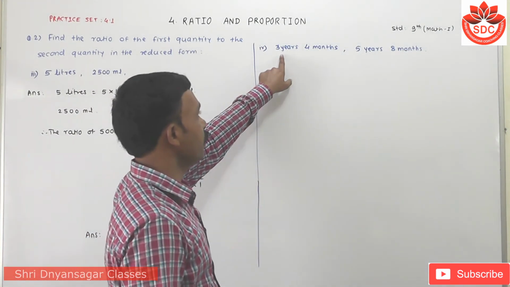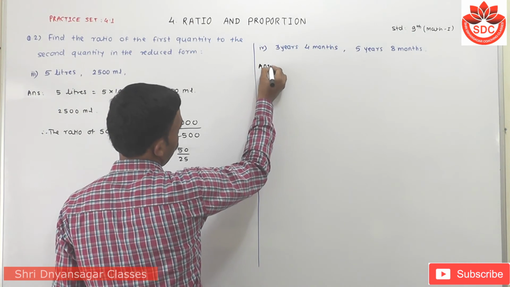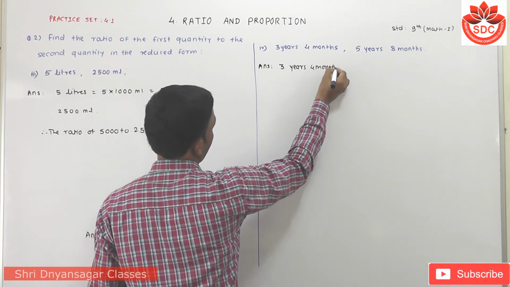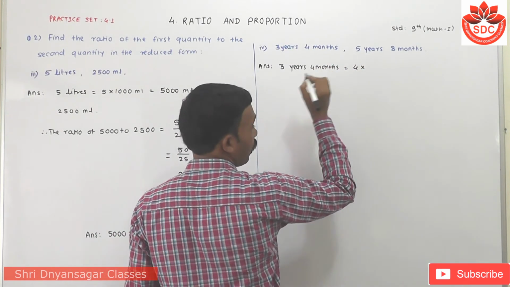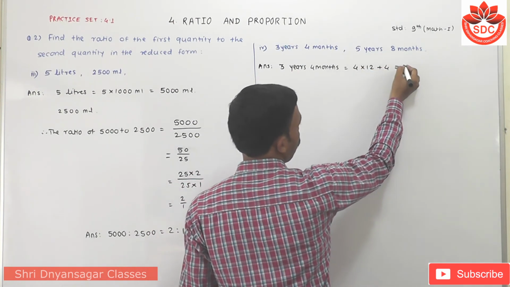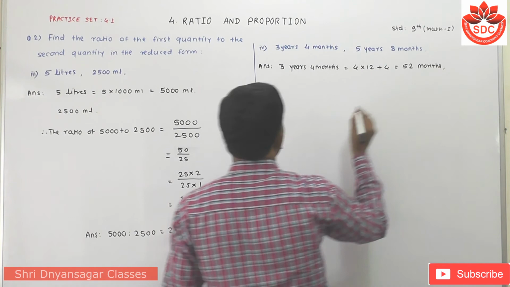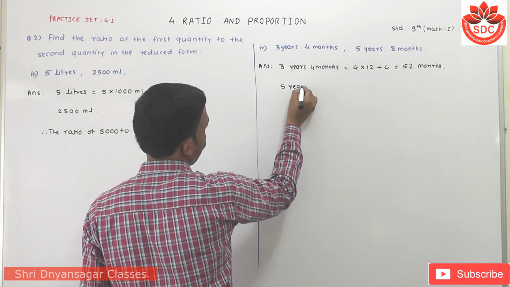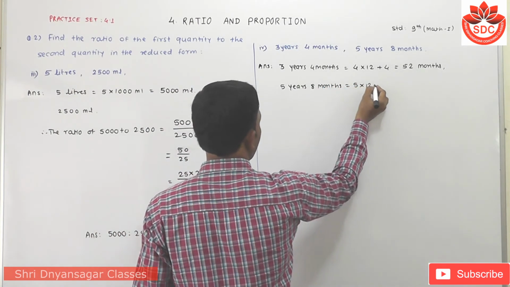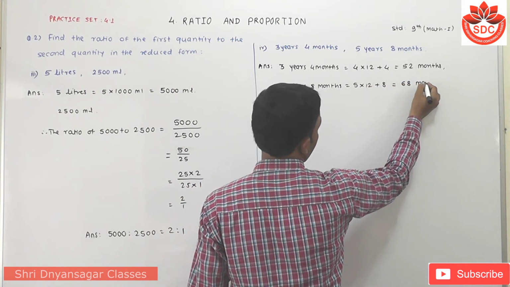Then second, look carefully, here are years and months, so we have to first convert into months. So here 3 years 4 months is equal to, in 1 year there are 12 months, so 3 into 12 plus 4, means 36 plus 4 becomes 40 months. And this is 5 years 8 months. 5 into 12 plus 8 becomes 60 plus 8, 68 months.